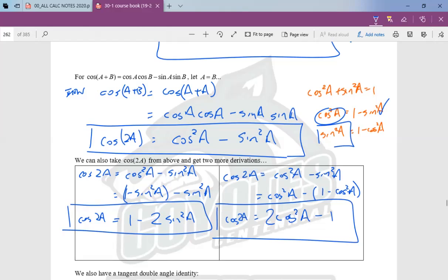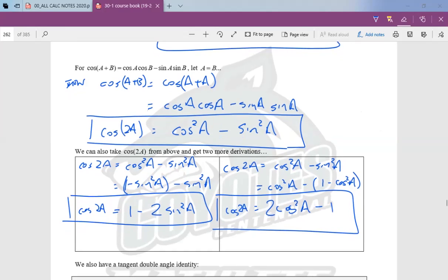So we have 3 of them. You don't need to memorize them. They're on your formula sheet. What you need to do is make sure that you're familiar with each of them, so you know what you're looking for when you look to your formula sheet and try to put this together.